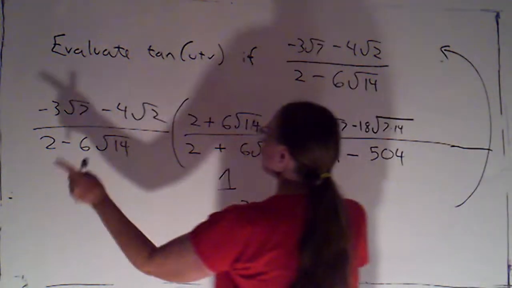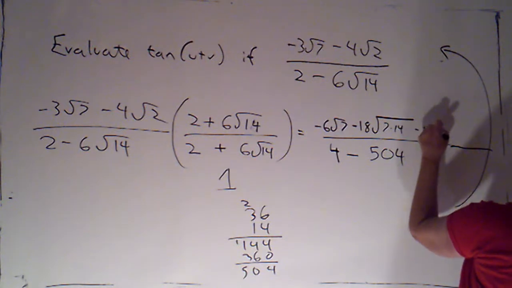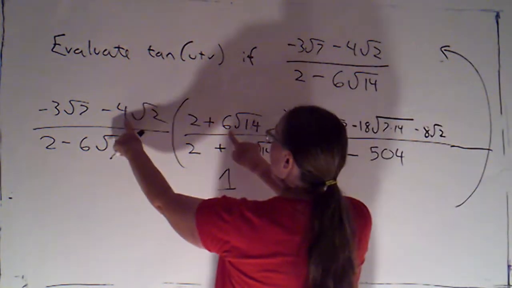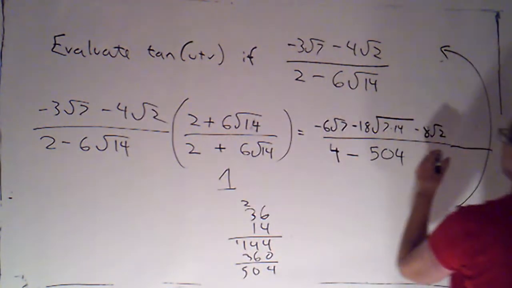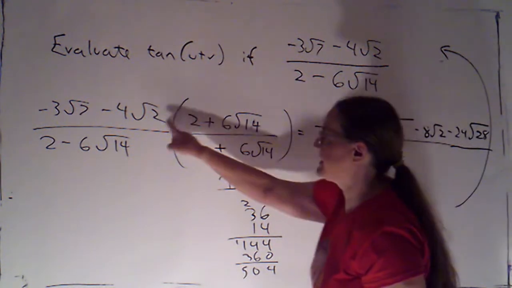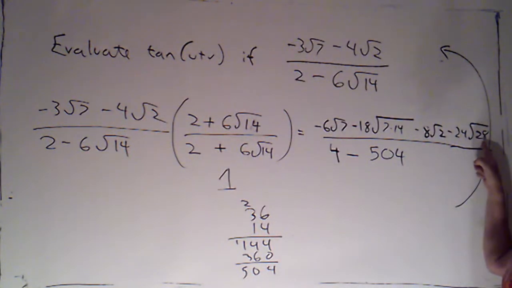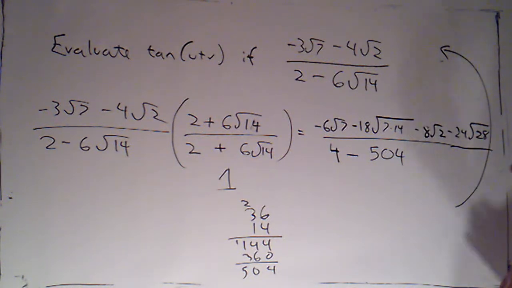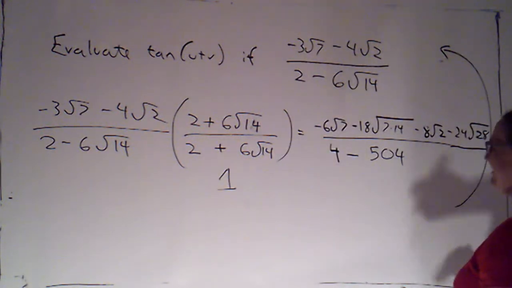Okay. So that was the outsides. The insides are going to be negative 8 root 2. And then my last terms are going to be negative 24 root 28. That 28, of course, is 14 times 2. I'm going to be able to simplify that one as well. I went ahead and multiplied it out because I can do that one in my head, whereas 7 times 14 I'd have to think about. Okay, so now let's see what we have.